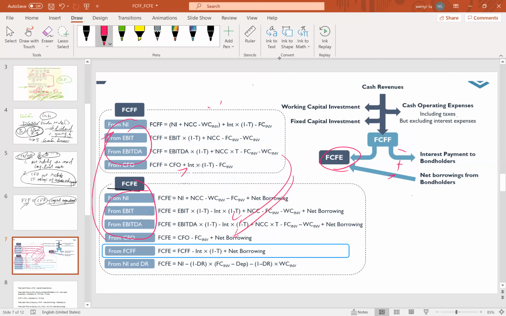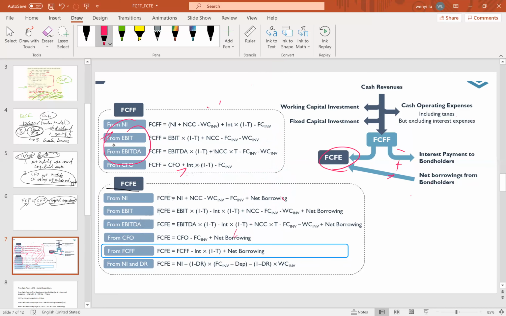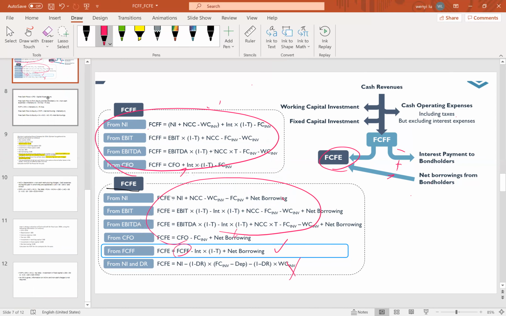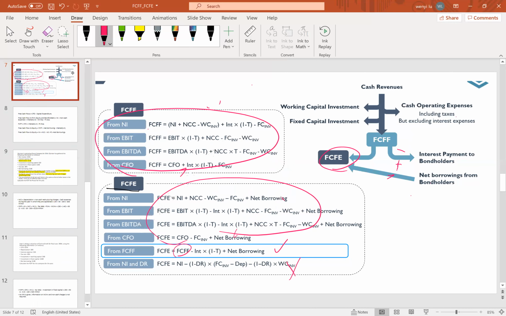So the last one will be a little bit different, from the net income and also depreciation and the others. So we will most likely not use this one. We will base on this one and replace the free cash flow to the firm using the four formulas above. Okay, so let's see some examples for this part.